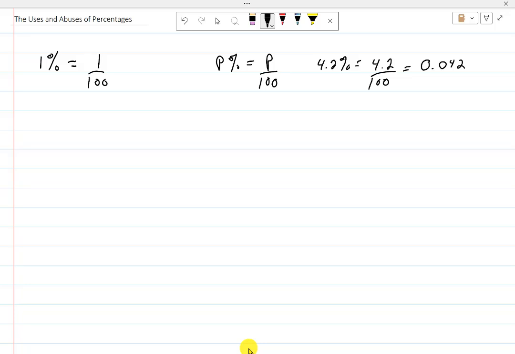That's it. Now the word "of" will have special meaning when we're dealing with percentages. Of will mean times. Multiplication.